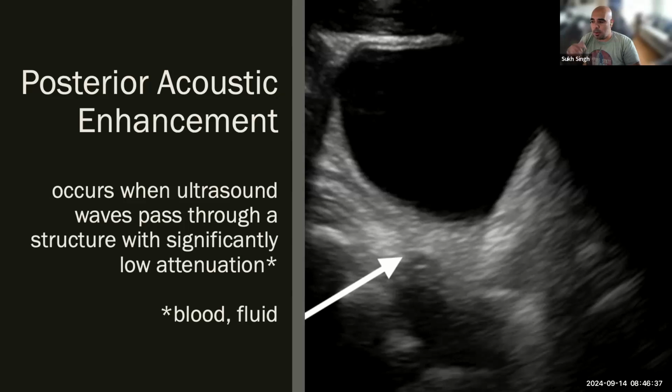Right. Because the machine thinks as the signal goes further and further and further, you've lost signal. So it'll make things brighter the deeper it goes. But when you go through something cystic, fluid filled like this, the machine essentially overexposes it because it makes it too bright. So it doesn't know that you didn't lose any signal.